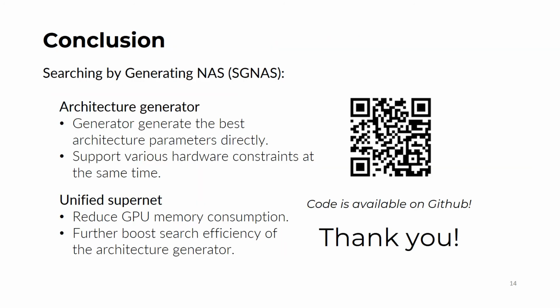In conclusion, in the proposed Searching by Generating NAS, SGNAS, we propose the architecture generator, which can generate the best architecture parameters directly and support various hardware constraints at the same time. We also propose unified SuperNet, a novel SuperNet structure to reduce GPU memory consumption and further improve the searching efficiency of the architecture generator. At the end, our code base is available on GitHub.